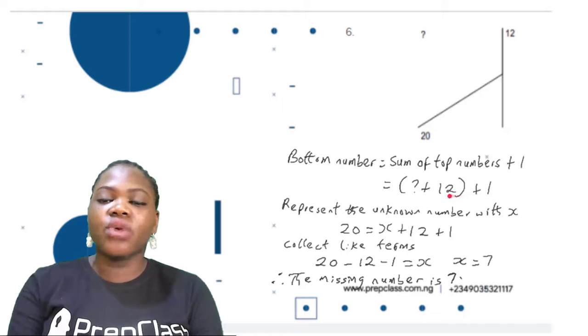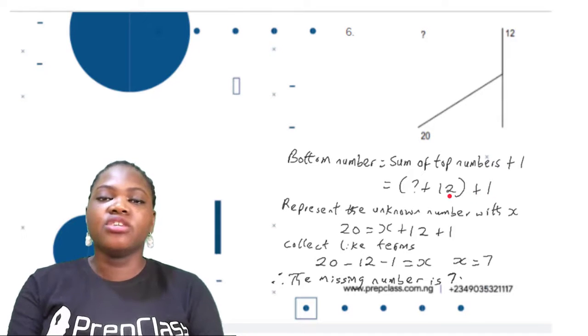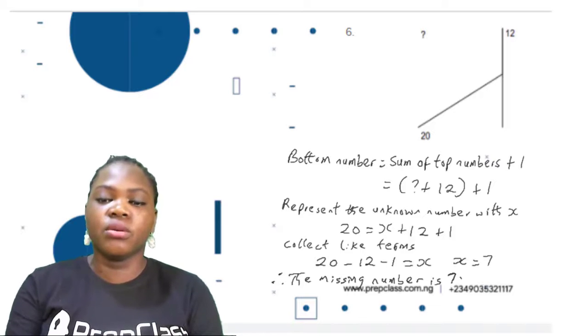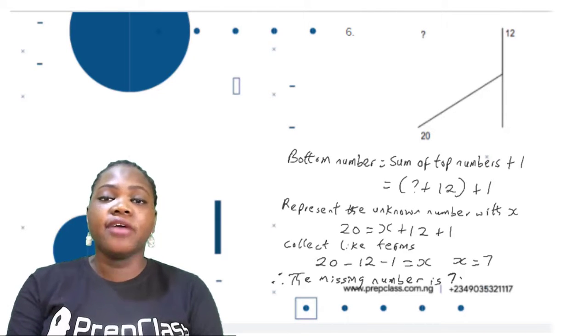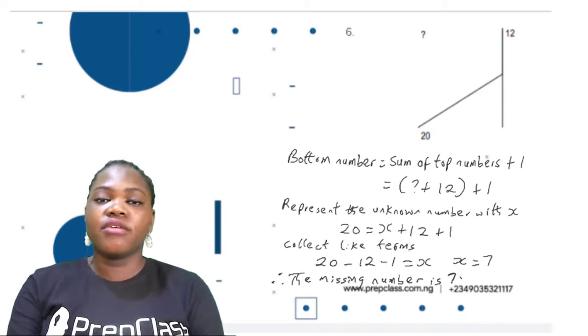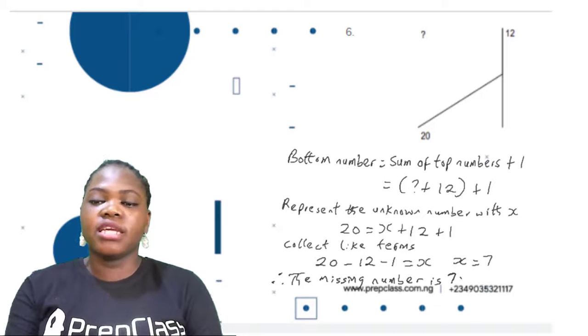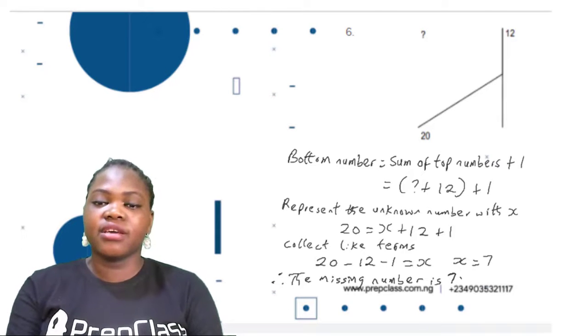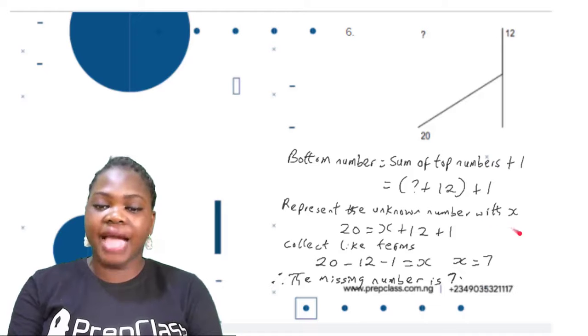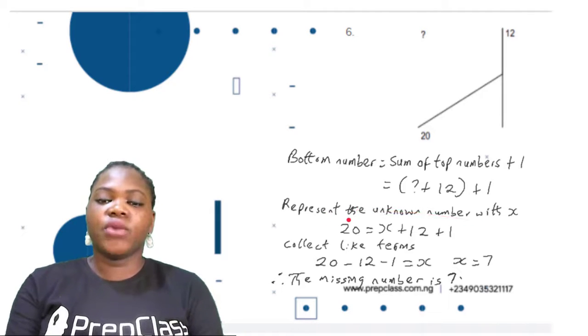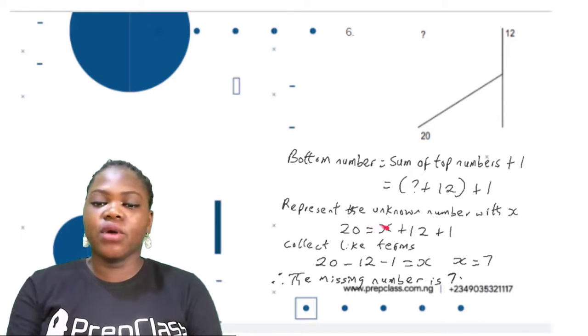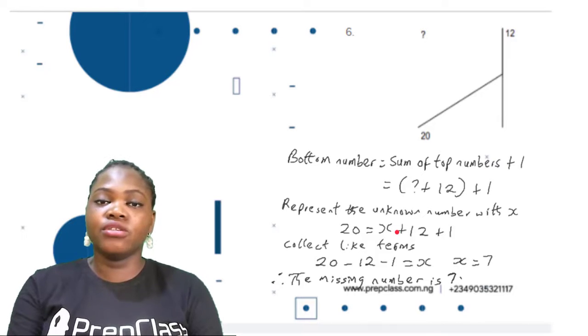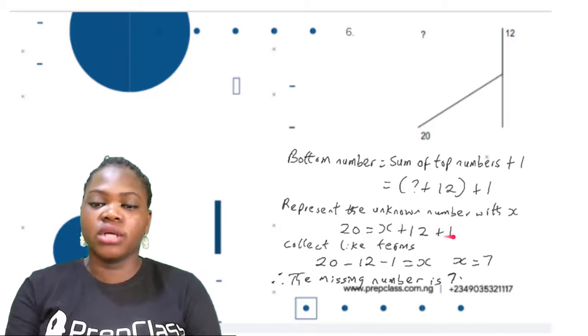Instead of using a question mark, let's use algebra. Algebra simply means using letters to represent unknown numbers. We can use any letter from A to Z to represent unknown numbers. In this video, I'll be using X. So the bottom number, 20, equals X, that's the unknown number, plus 12 plus 1.